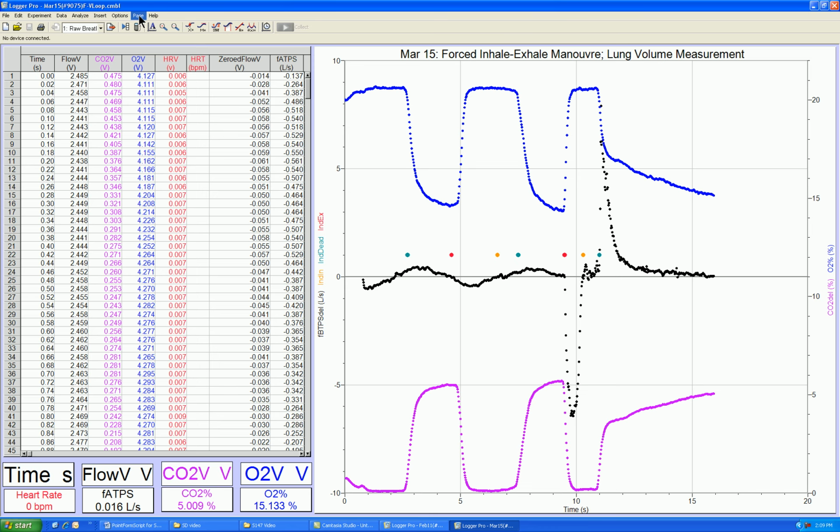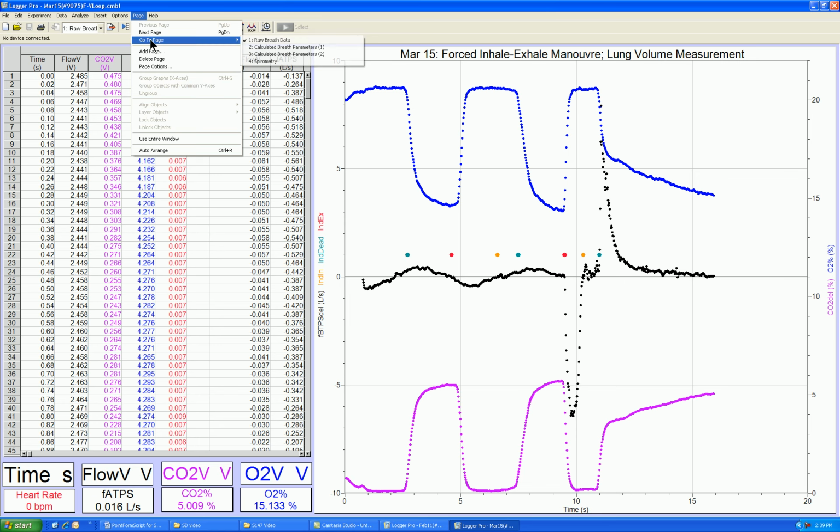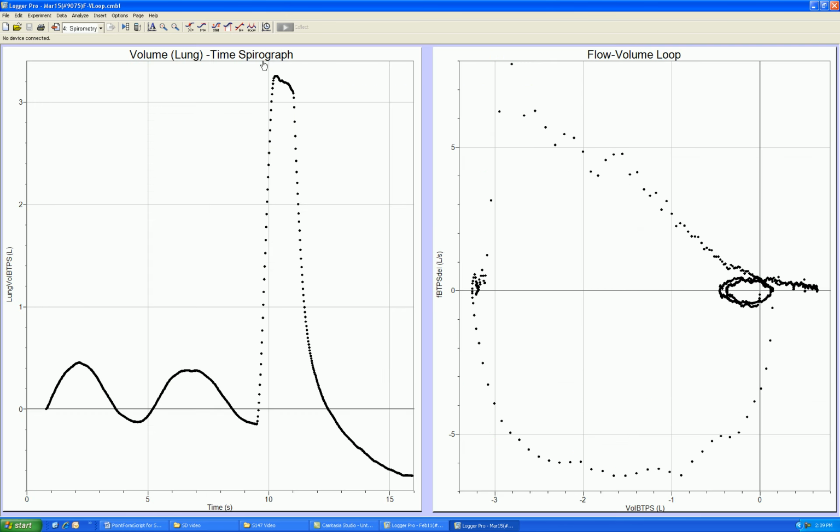So I'll go to page 4, the spirometry page. Of course, spirometry does not require the CO2 and O2 signals, only the breath flow signal. Here we have a lung volume versus time plot showing normal tidal breathing, followed by a very large inhale and a complete exhale right to completion.